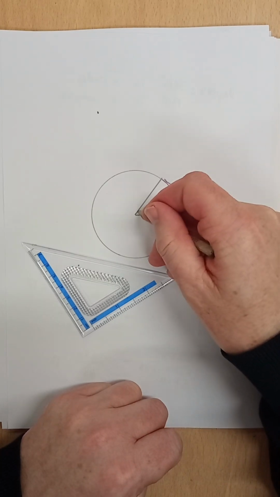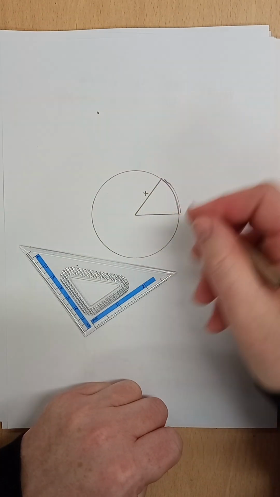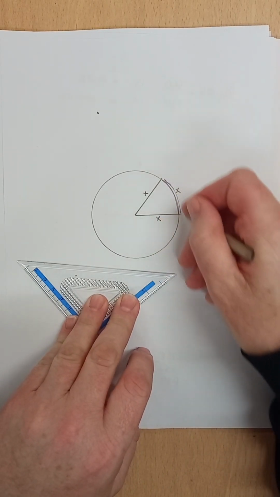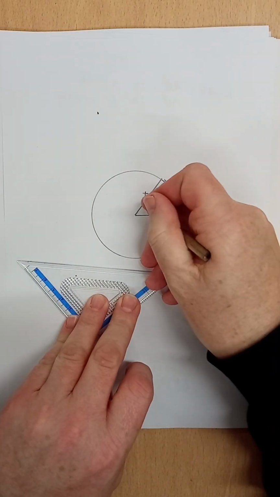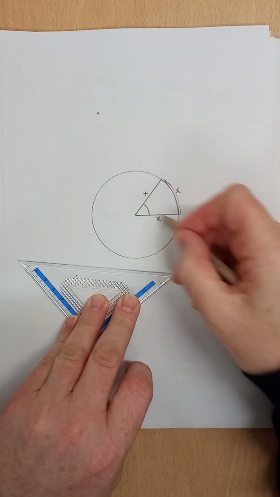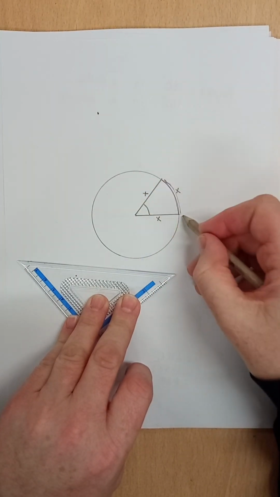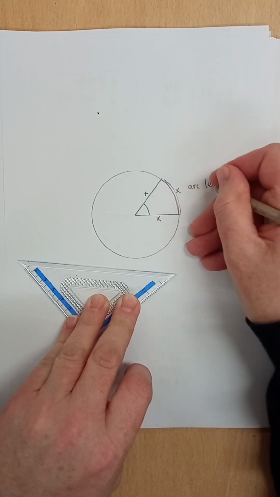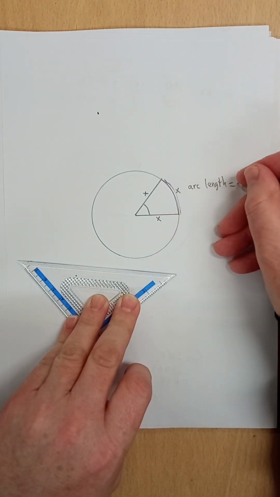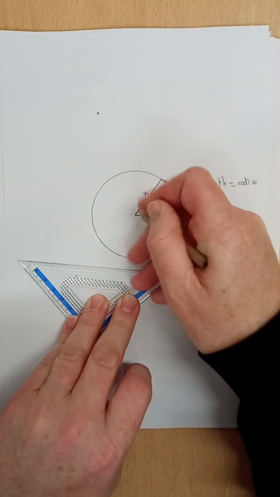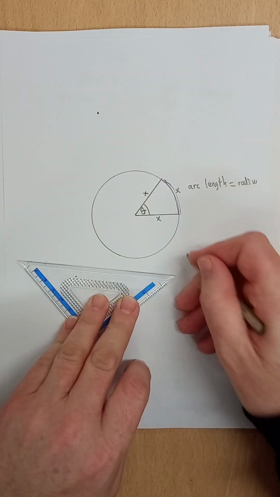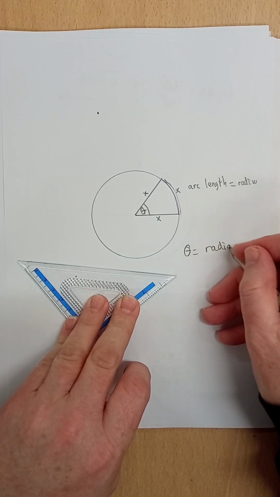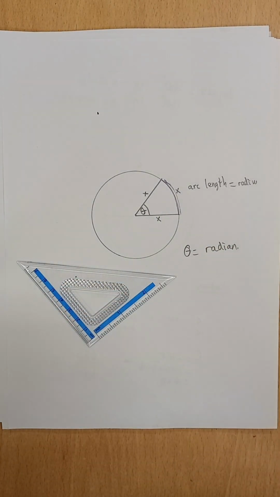So this distance and this distance are the same, and this distance on the curve is the same. The angle that's made by these two straight lines, if that arc length is equal to the radius, that angle is a radian, 1 radian. Okay?